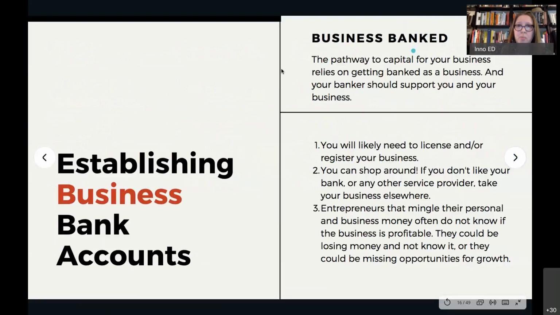And that takes us to another point, and I'm going to ask Camille when I get through some of this if she wants to add some in about what it means to get business banked. We talked about having those separate accounts, but really being able to shop around and find a bank that you want to work with.